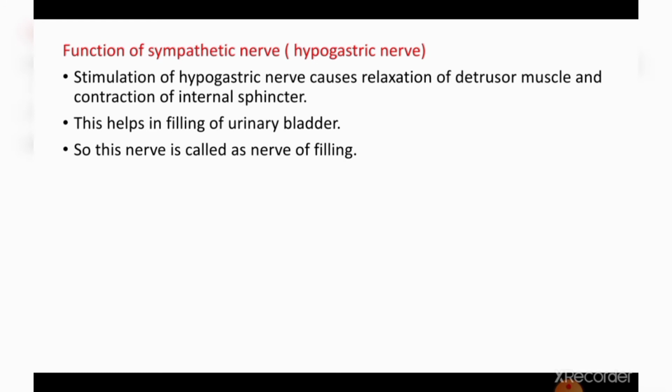That is, the urine coming from the kidneys gets filled in the urinary bladder as the internal sphincter is closed. So this nerve is called the nerve of filling. As this nerve helps in filling the urinary bladder, it is called the nerve of filling. Our hypogastric nerve, the sympathetic nerve of the autonomic nervous system, is called the nerve of filling.